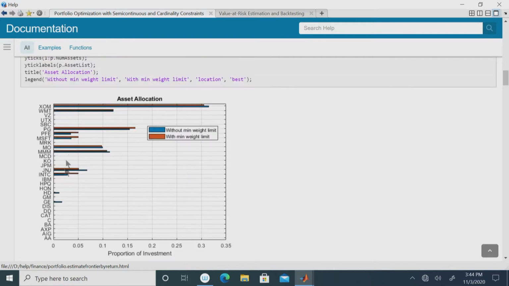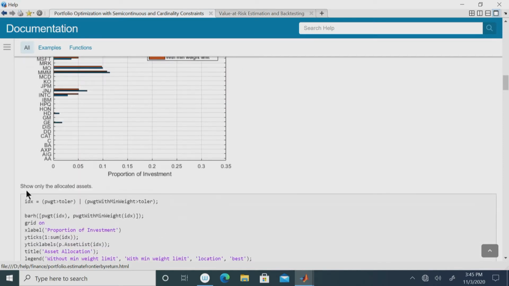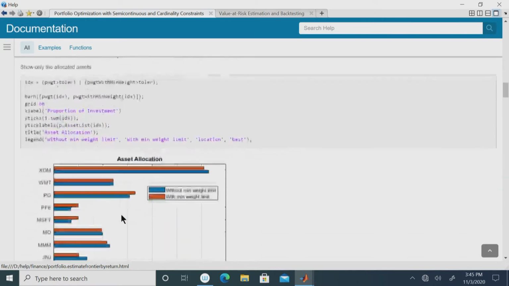So, now once we have done this, this basically gives the asset allocation for all the assets that are included in the original data set or the universal set of assets, and among these we observe that there are several assets for which there is no allocation. So, the next thing we can do is display the allocated assets. So, we now enumerate the allocated assets here.